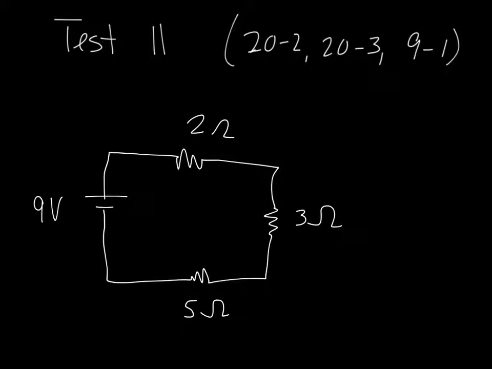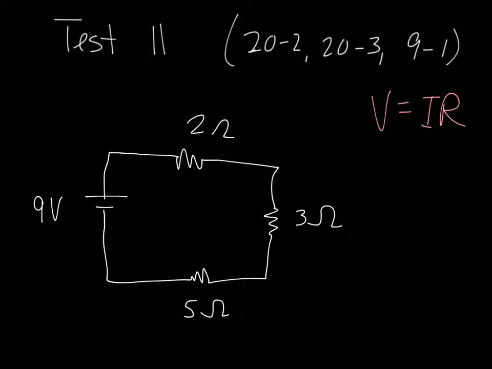So, to start this problem, we need to find the current in the whole system. What formula relates current, voltage, and resistance? I equals V over R? Yes, which comes from V equals IR, from Ohm's law. This is our governing equation. V equals IR.